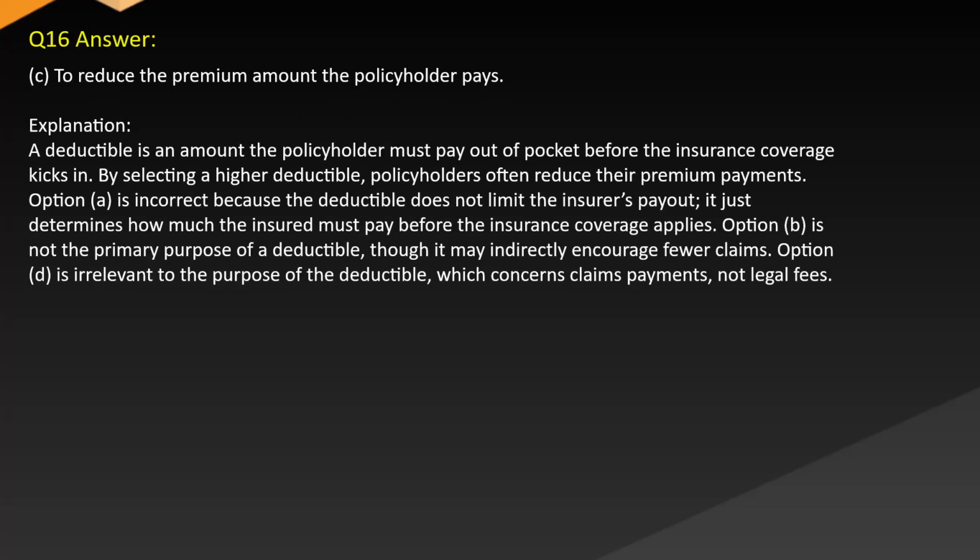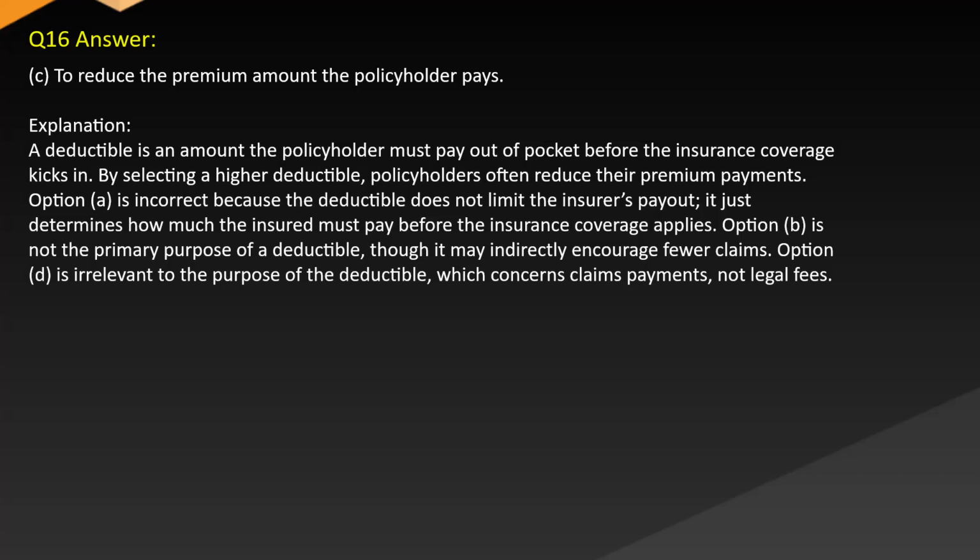Answer C. To reduce the premium amount the policyholder pays. Explanation: a deductible is an amount the policyholder must pay out of pocket before the insurance coverage kicks in. By selecting a higher deductible, policyholders often reduce their premium payments.